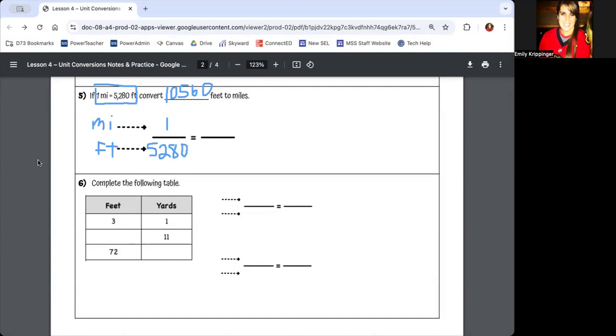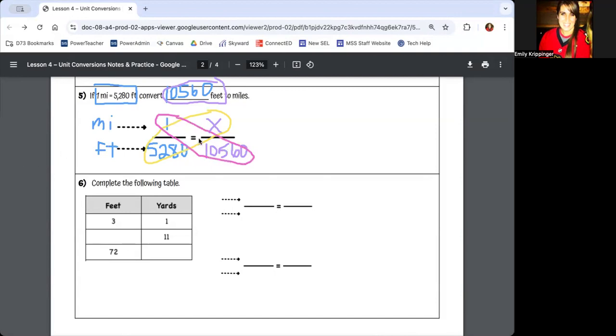Okay, then the other number that's given to us here, we have 10,560 feet. Feet was on the bottom, so we're going to do 10,560 feet, which means we are solving for miles. Now we're going to highlight our two diagonals. So diagonal 1 in one color, diagonal 2 in another color, and start solving.